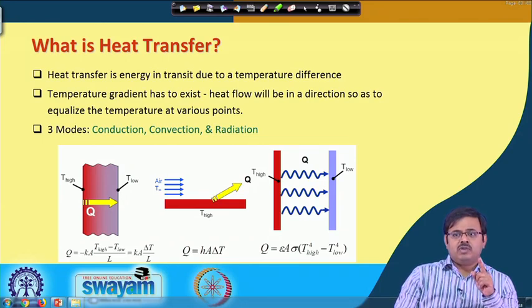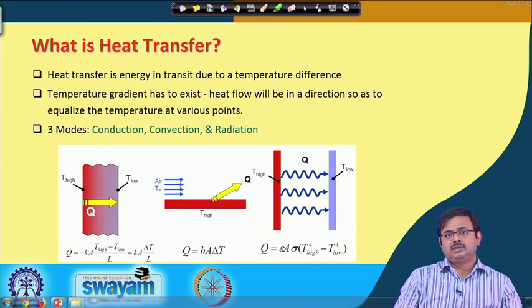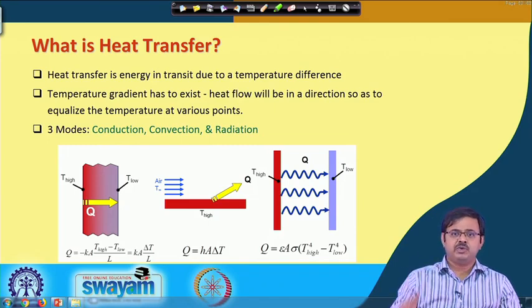let us also talk about what each of these terms mean. Epsilon is known as emissivity. Okay. So, the amount of heat that is emitted, apart from depending on the fourth power of its absolute temperature, also depends on the emissivity of the surface. Okay. And emissivity typically lies between 0 and 1.